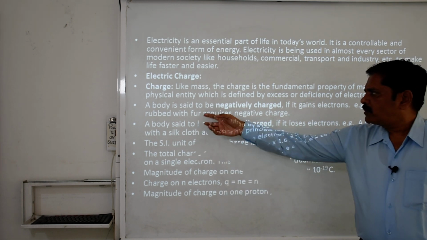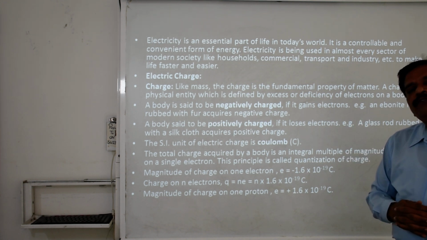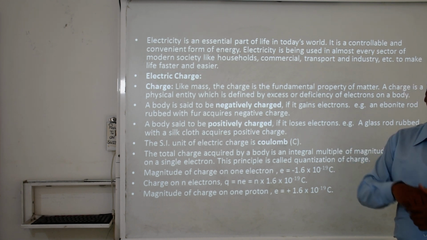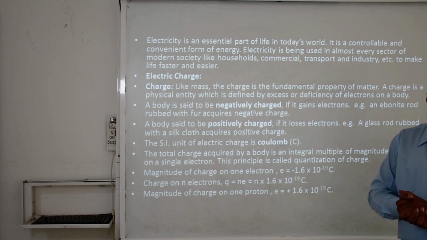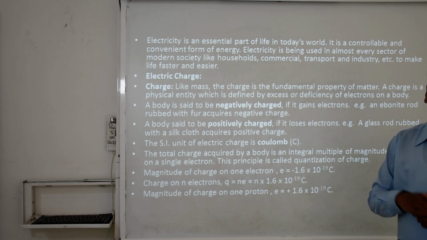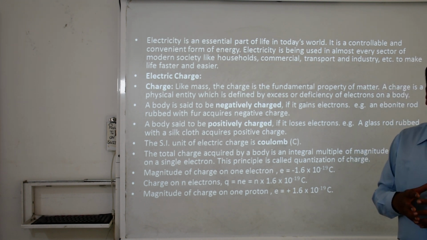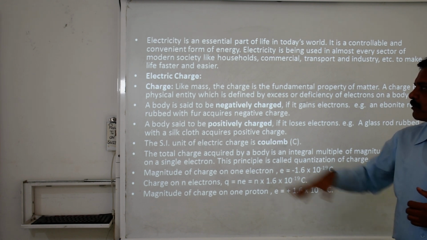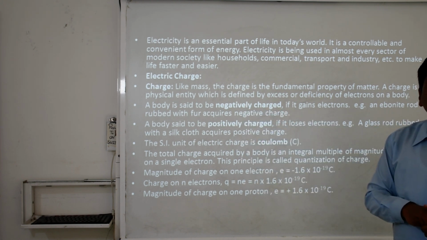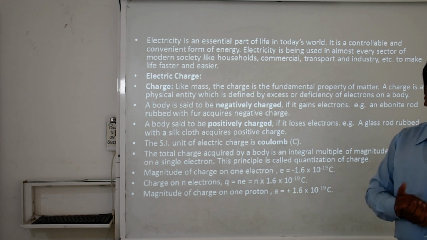Clear? So a body is said to be negatively charged if it gains electrons. As I told you, it becomes charged either by gaining or by losing electrons. When a particle gains electrons, then surely, since electrons are negatively charged, you know very well, it will be considered a negatively charged body. And when it loses an electron, then protons become more than the negative charges, so it is called positively charged.